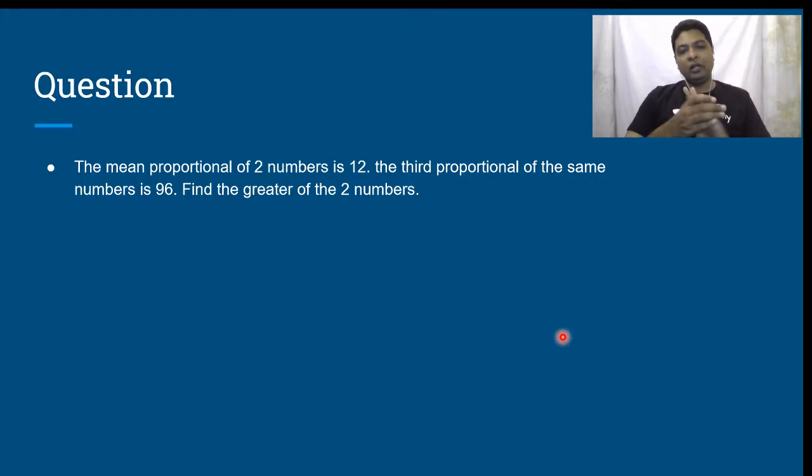The mean proportional of two numbers is 12. The third proportional of the same numbers is 96. Find the greater of the two numbers.